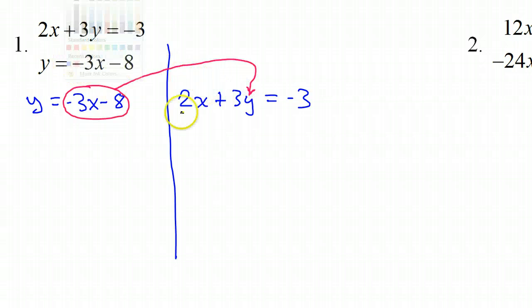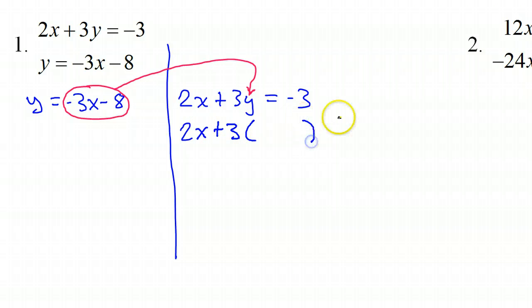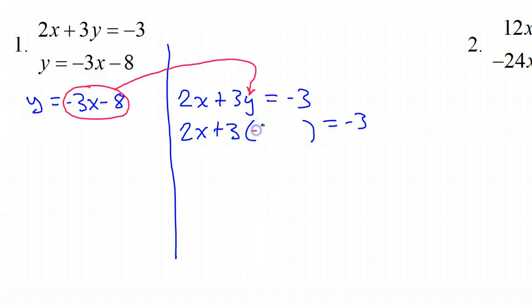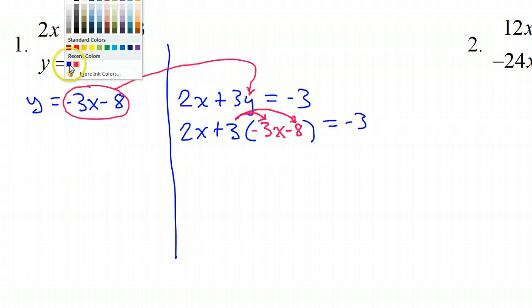So that means over here I will now have 2x plus 3 times parentheses equals -3, and inside those parentheses, I'll have -3x minus 8. Alright, so I take it and I substitute it right here. I always use parentheses because that will remind me to do the distributive property when it's needed. Okay, so I can just keep going now.